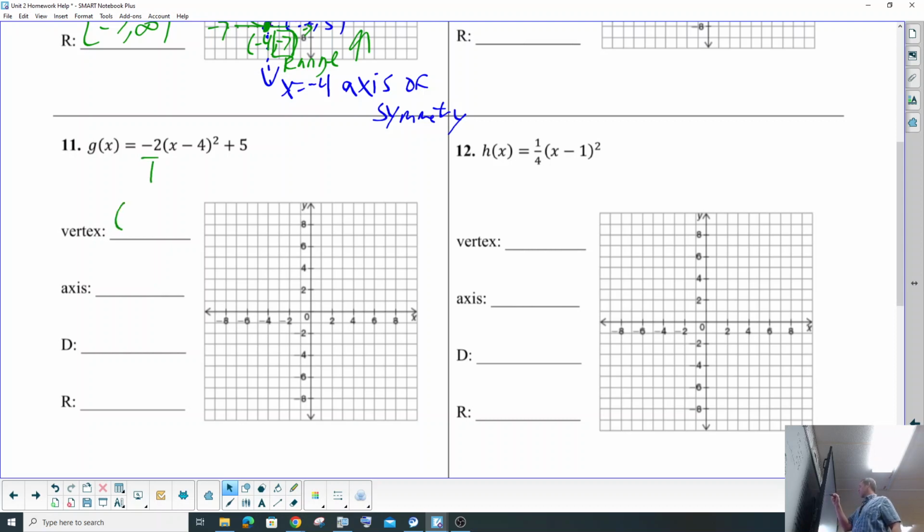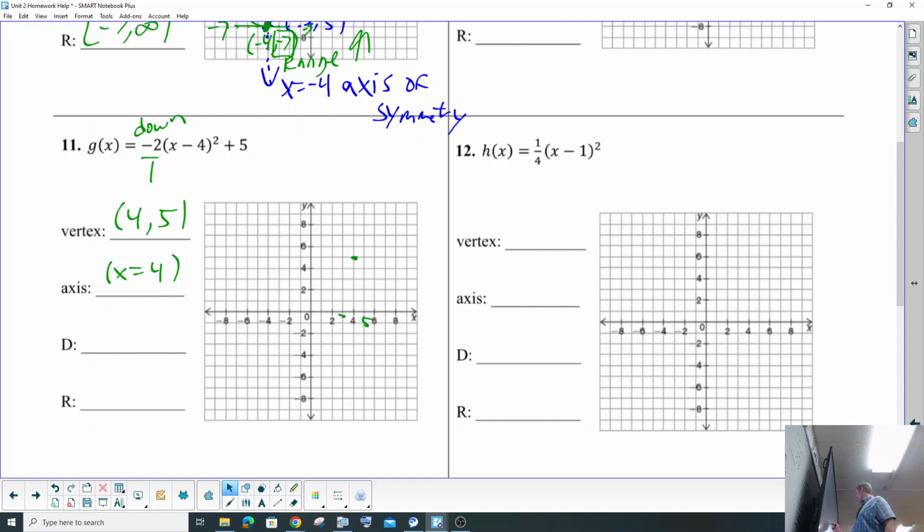Okay, let's try that one. So the vertex is 4, 5. Did you get that right? The axis is x equals 4. Good. So that's over 4, up 5. Negative means to go down, flip it upside down. The negative 2 is tricky now, right? The negative 2 is tricky.